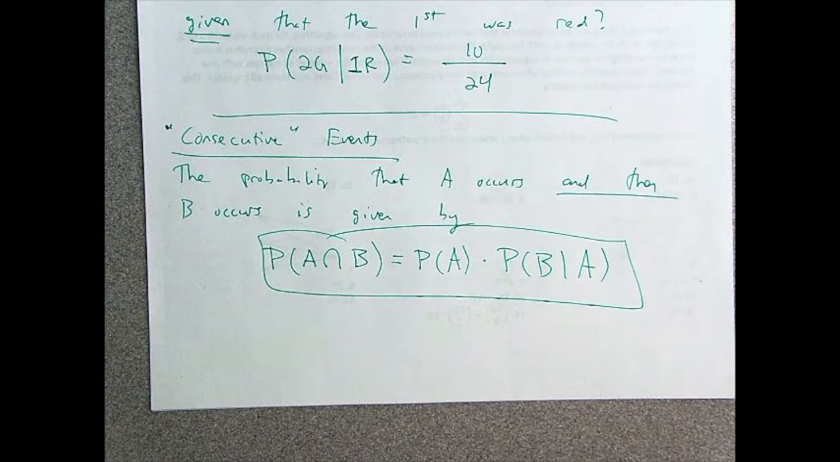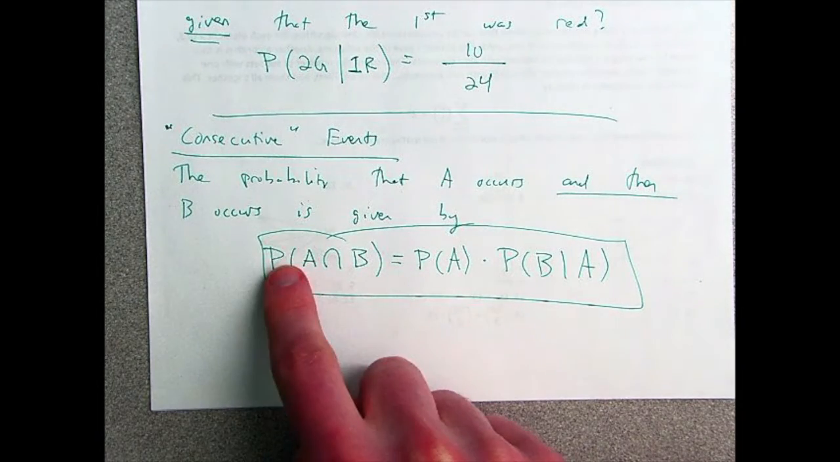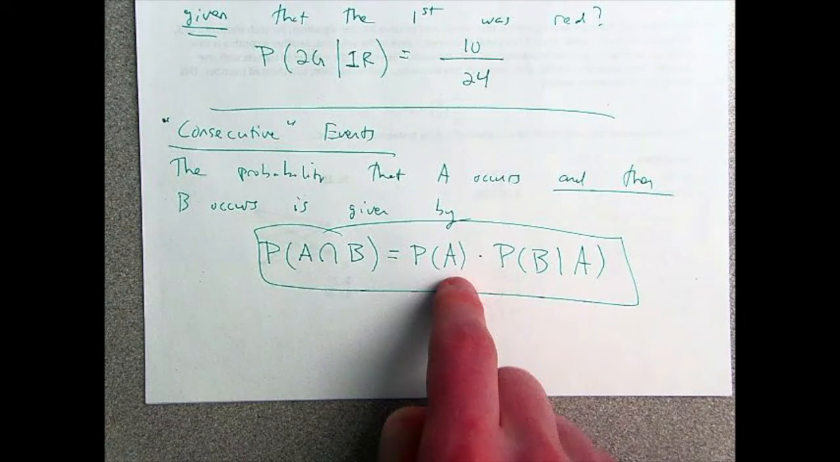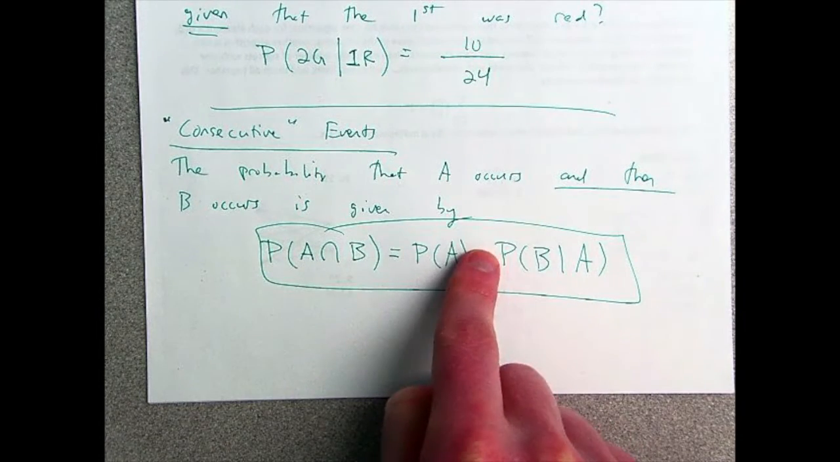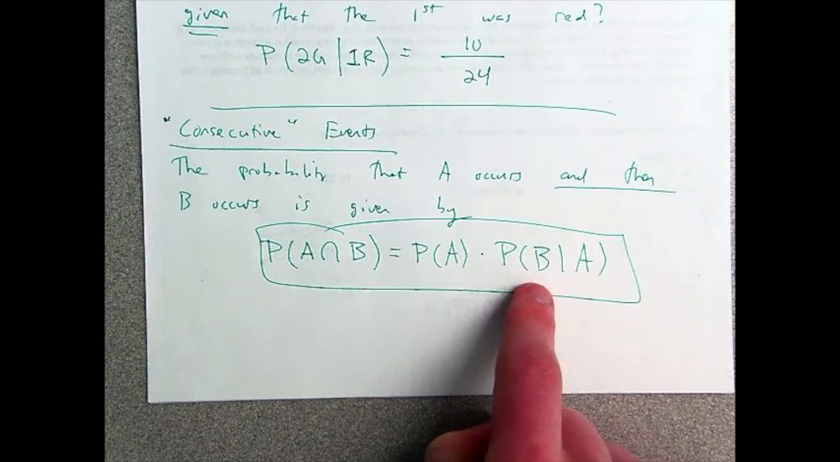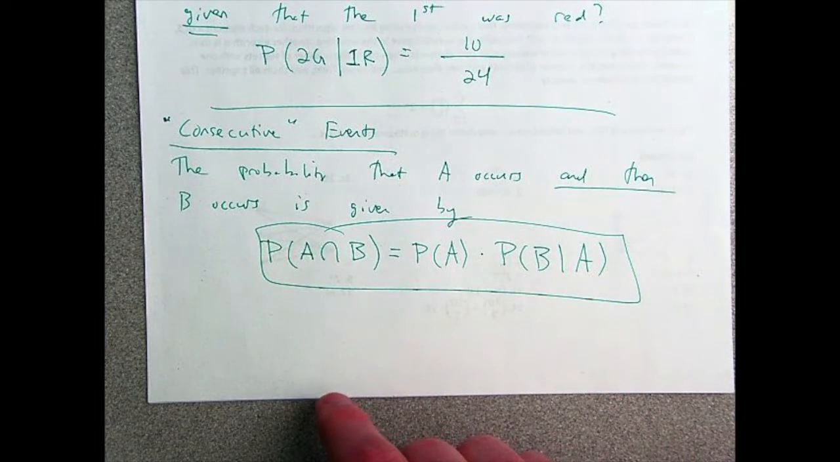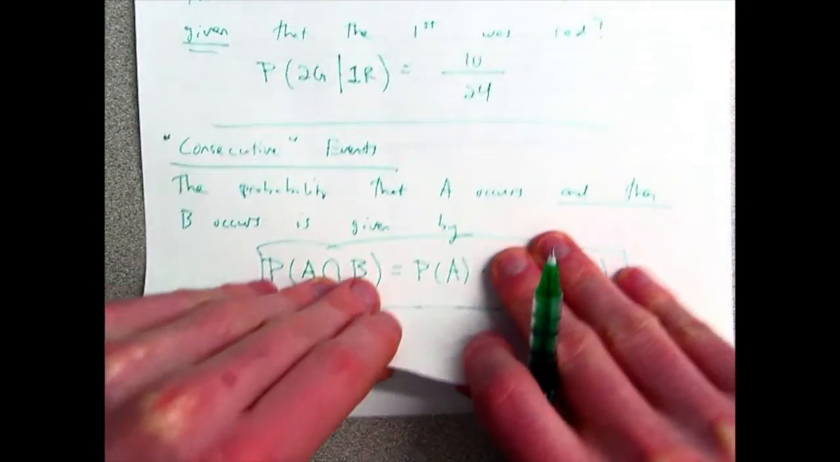Let's try and understand why this makes sense. The probability that A happens and then B happens is the probability that A happens times the probability that B happens given the fact that A has already occurred. Let's take a look at this example. The notation is very abstract, but as you'll see, it's actually pretty straightforward.